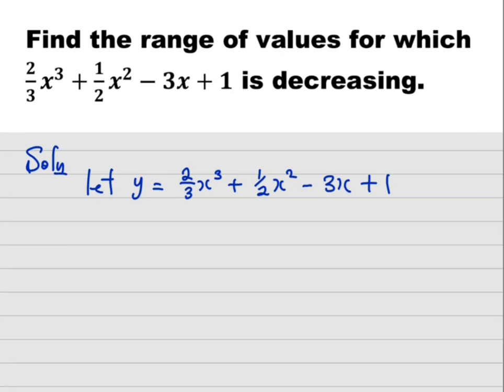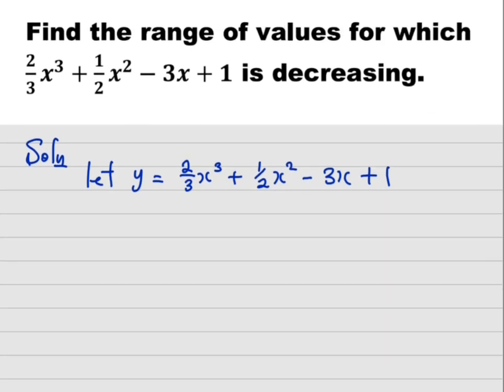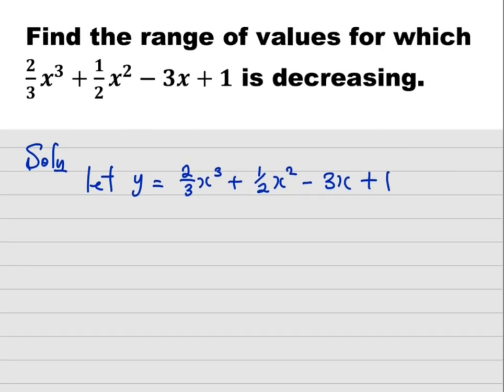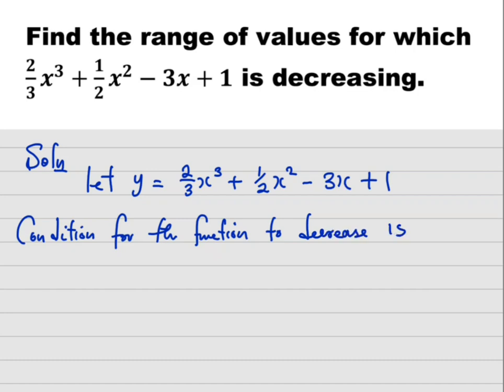Now, the next thing we need to do is to understand the condition for which this function will decrease. The condition for the function to decrease is dy by dx must be less than 0. Very important. Without the condition, you cannot move further.